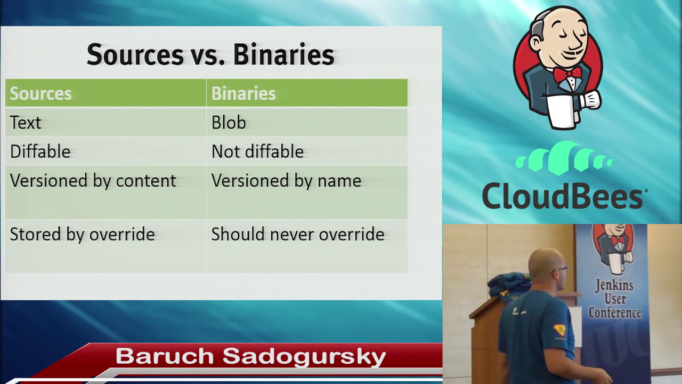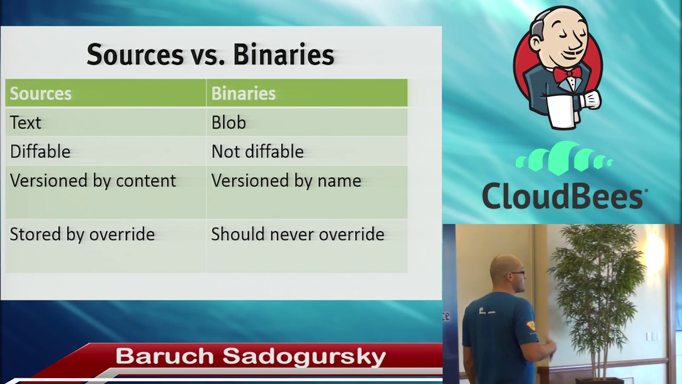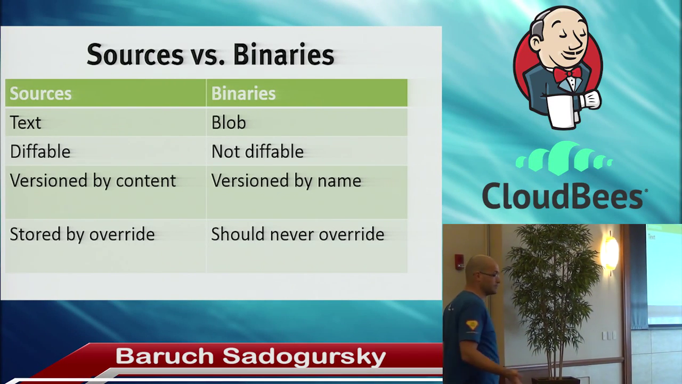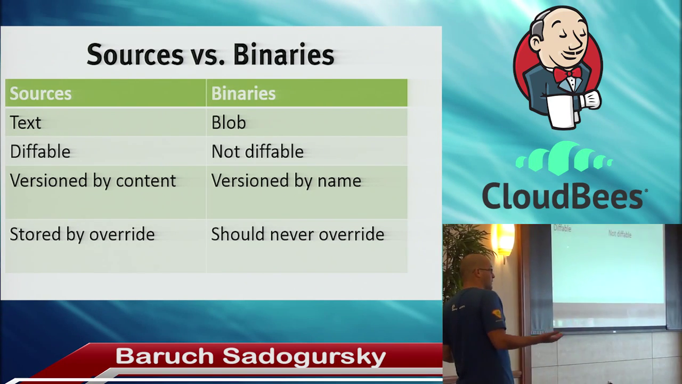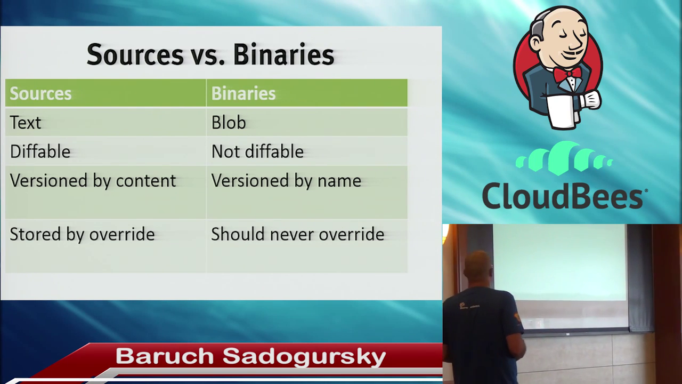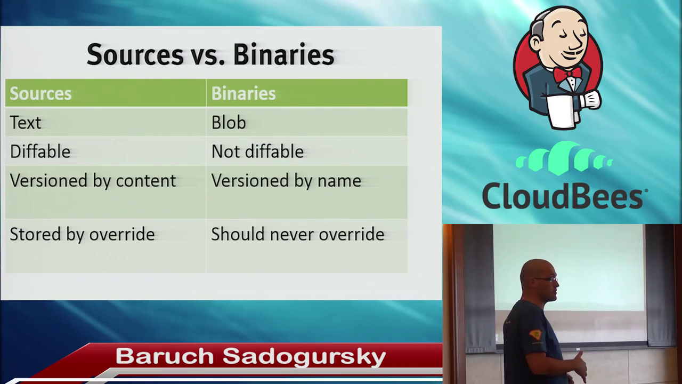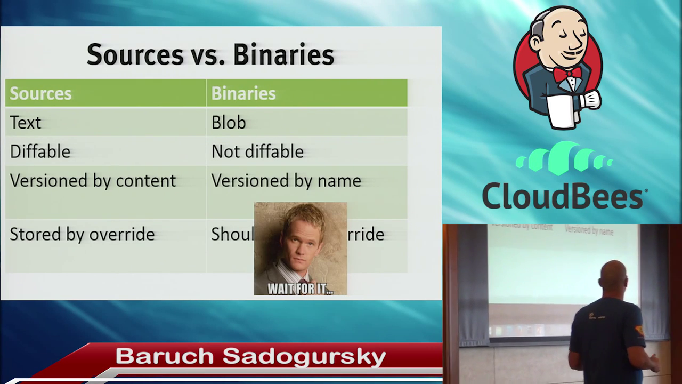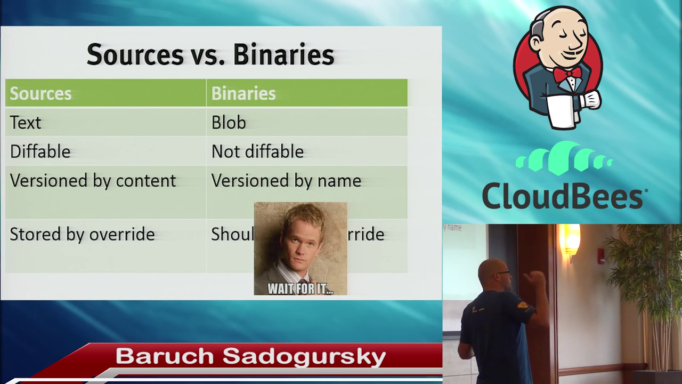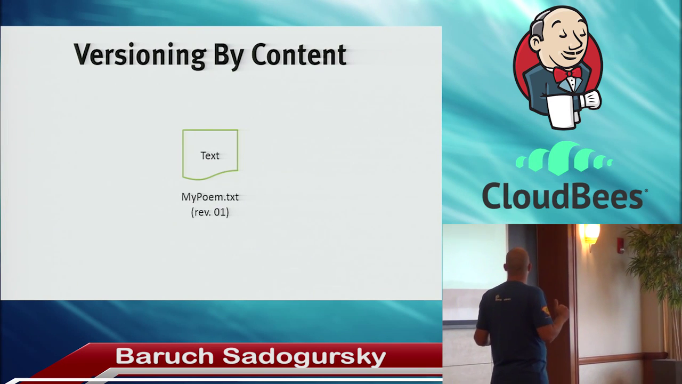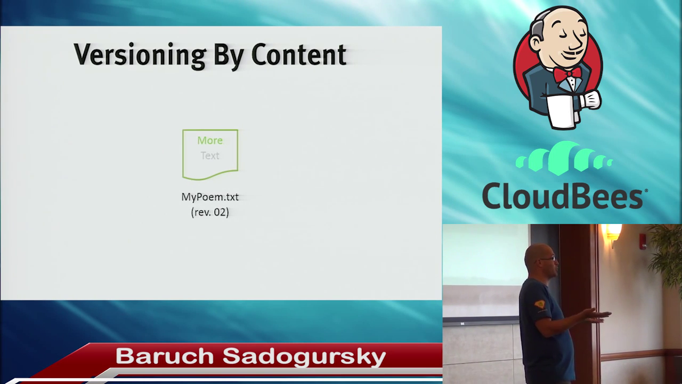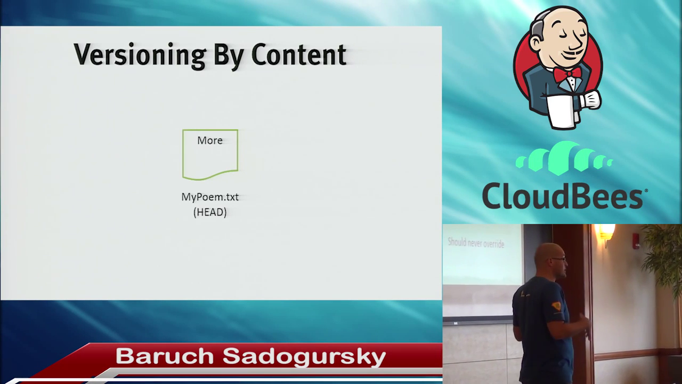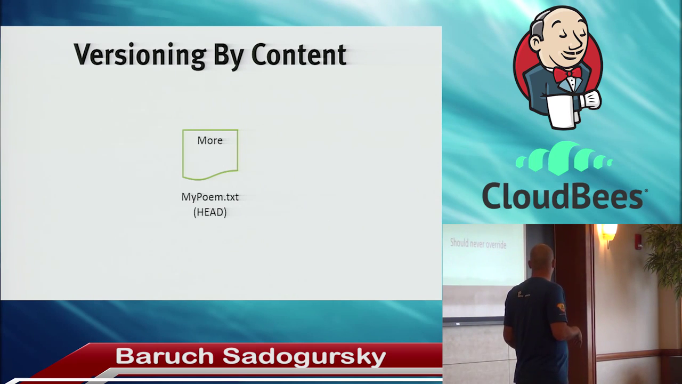That's because they're different. Sources are text, binaries are, well, not text. And because sources are text, you can compare versions of source. With binaries, they are not source, not text, so you cannot. The ability to diff between different files allows source control systems to version the file by content, to compare two files and determine the difference. When you cannot do it with binaries, those you version by name.